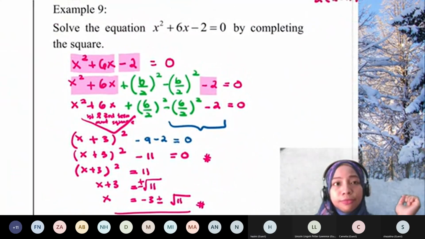Boleh, madam. Senang sangat, easy? Atau perlu revision lagi? Perlu revision lagi.